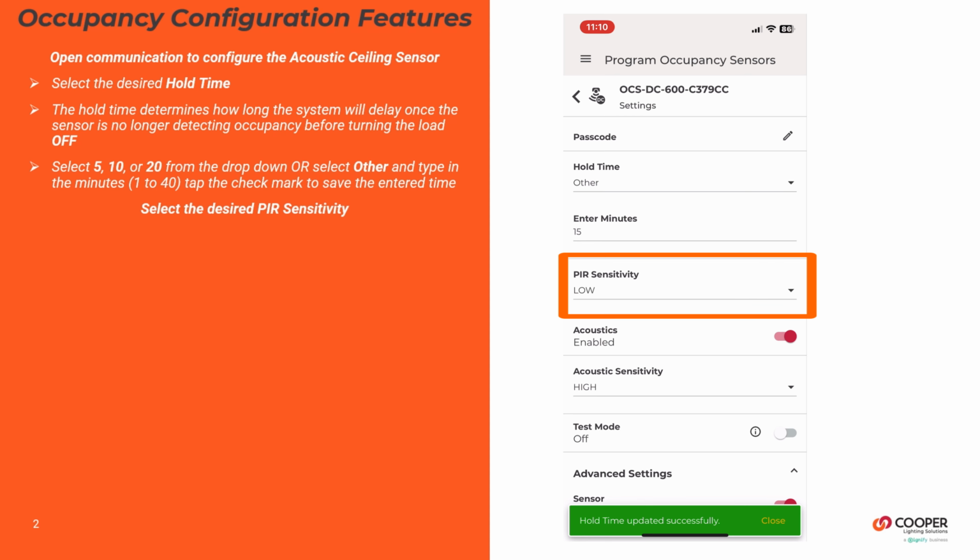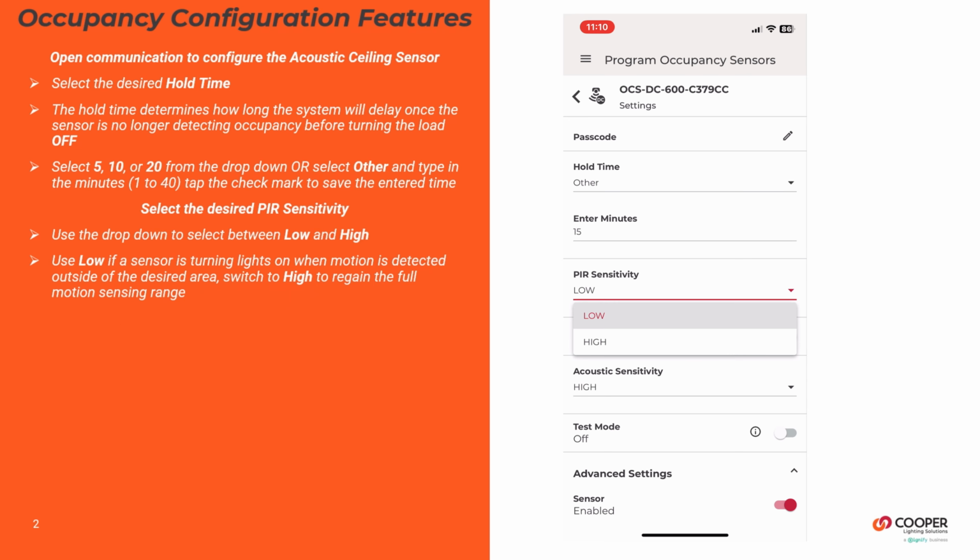Now on to the PIR sensitivity. Use the drop-down to select between low and high. Use low if a sensor is turning lights on when motion is detected outside of the desired area. Switch to high to regain the full motion sensing range.